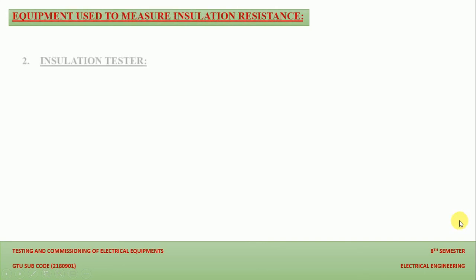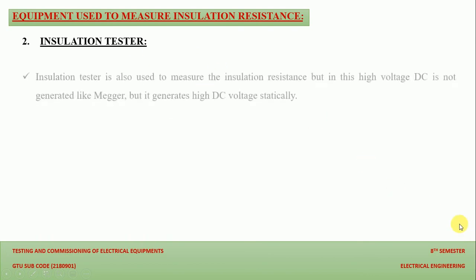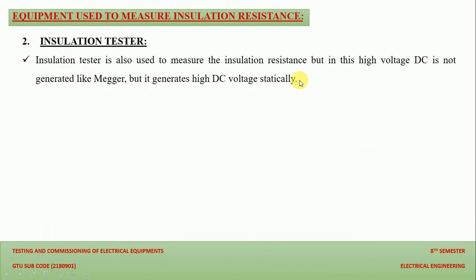Now the second instrument, that is the insulation tester. So let us discuss this insulation tester, for measurement of insulation resistance. The insulation tester is a device with the help of which, again, we can measure the insulation resistance of a particular material. So yes, the insulation tester is also used to measure the insulation resistance, but in this a high voltage DC is not generated like in the Megger.